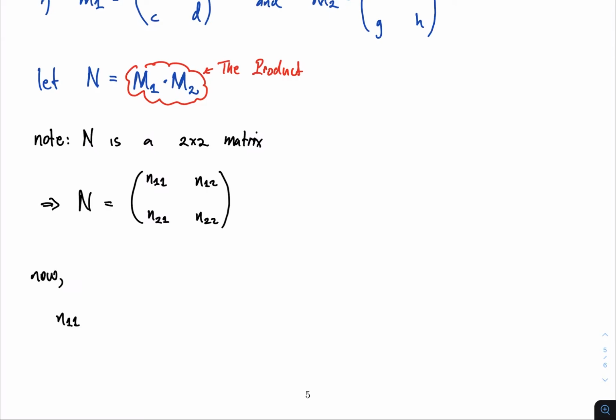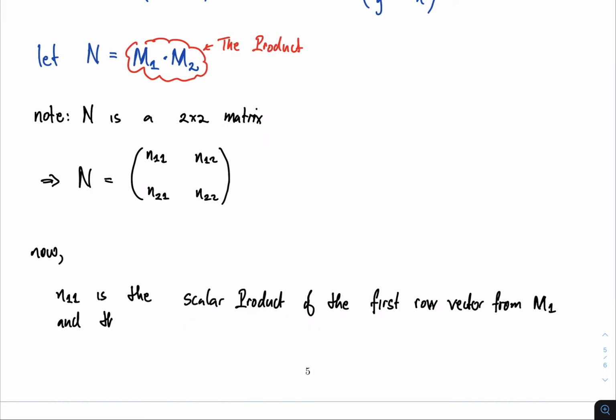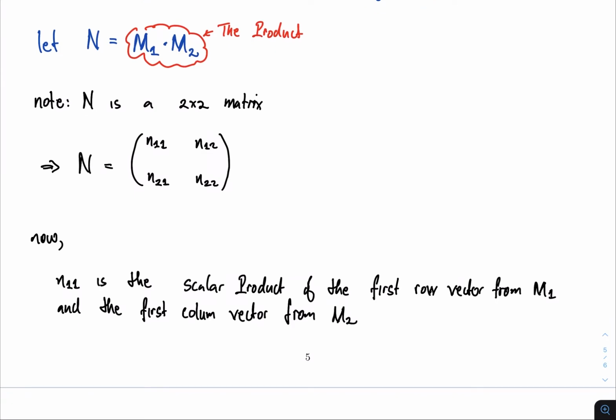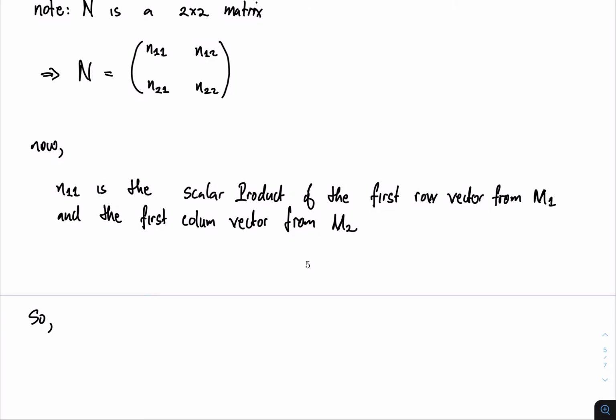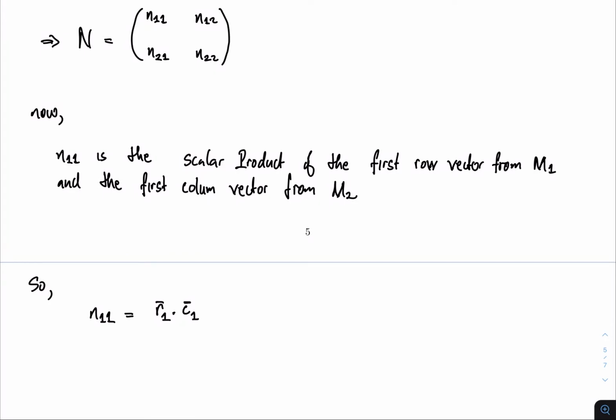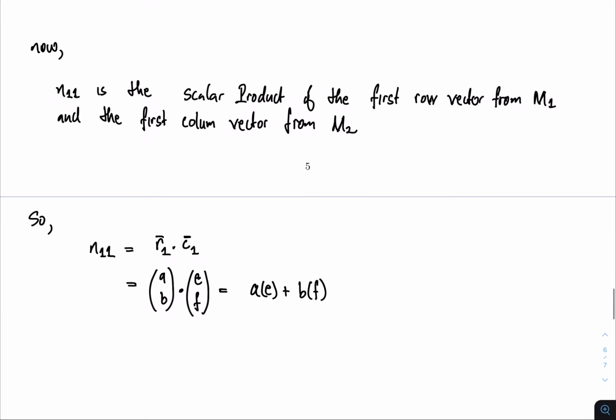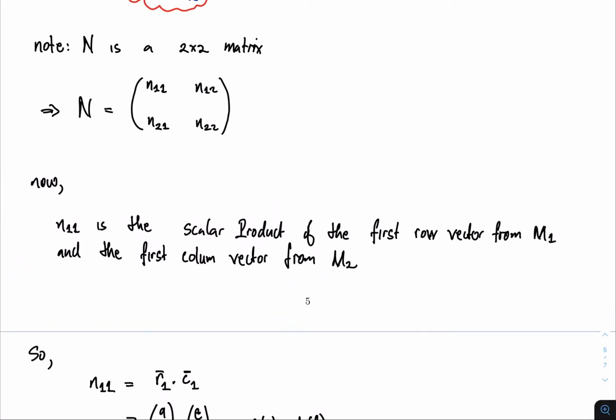Now we see that N11 is a scalar product of the first row vector from M1 and the first column vector from M2. So we can write down N11 as R1 dot C1. This then allows us to write AB dot EF as A times E, noticing that A and E are in the same positions, plus B times F, where B and F are also in the same position. So we're just multiplying elements in the same position across.